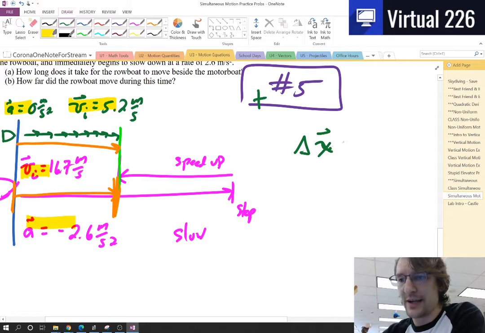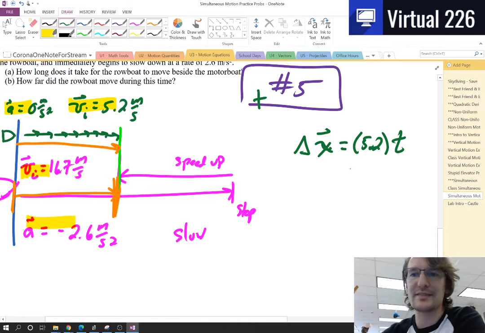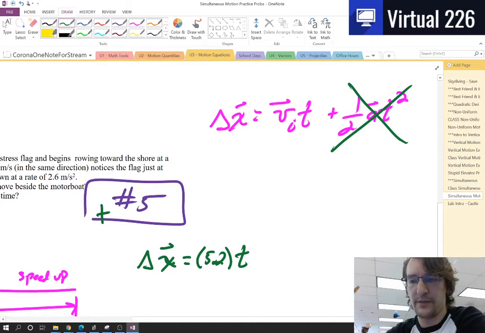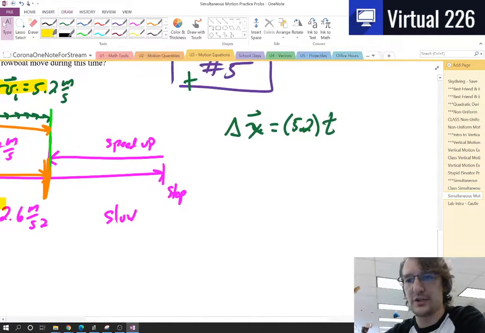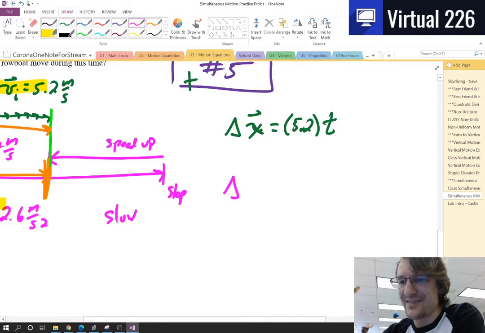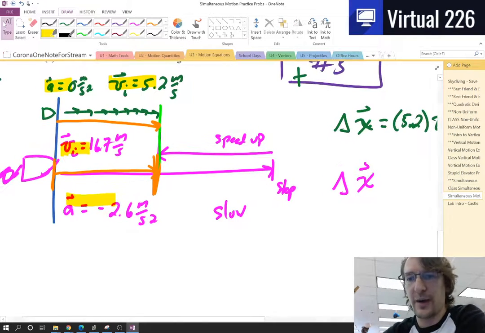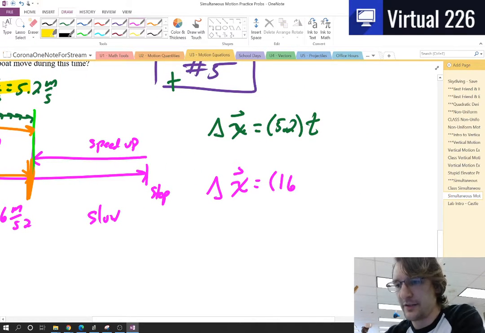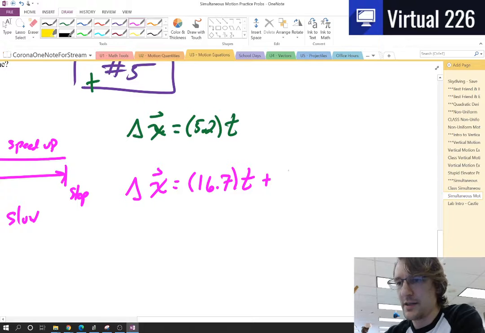So for the rowboat, we have a delta x, the displacement, equals the initial velocity 5.2 multiplied by a time, plus 1/2 at squared, but since the acceleration is 0, all of this is going to be multiplied by 0, and it goes away. So we can just end the rowboat's equation like that. For the motorboat, we're going to have the same delta x because it starts and stops at the same position, right out here. But we're going to have a longer equation. We're going to have an initial velocity of 16.7 times t, and then plus, because it's accelerating, the 1/2 times the acceleration.